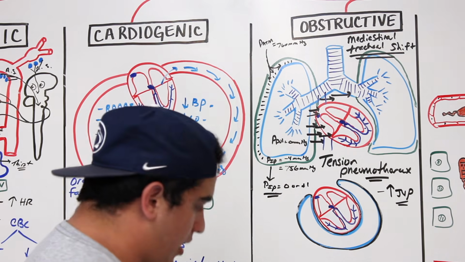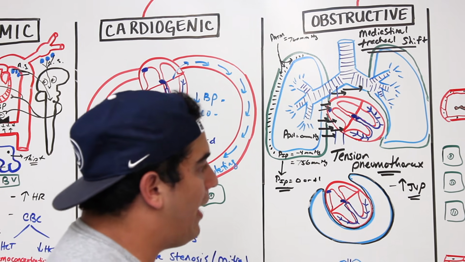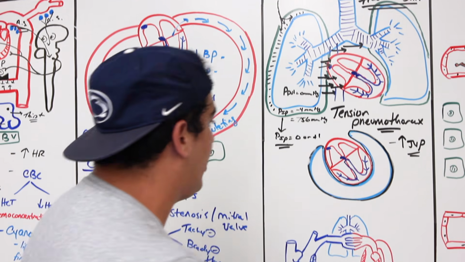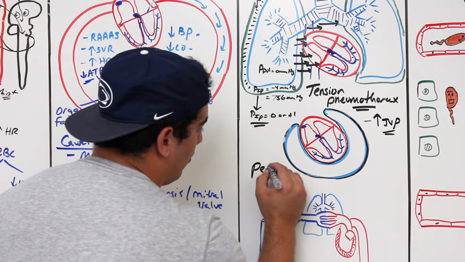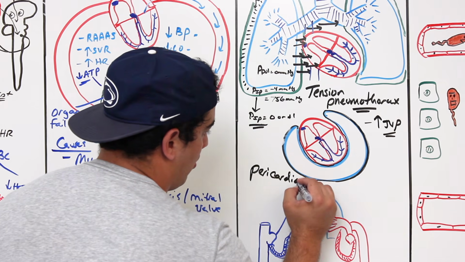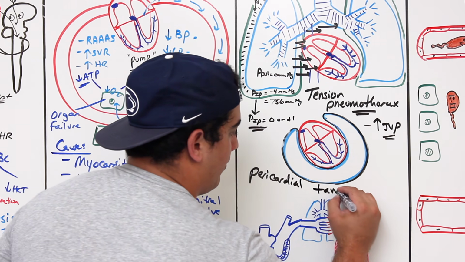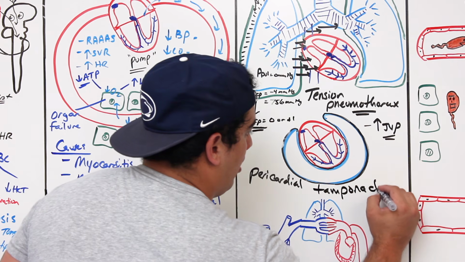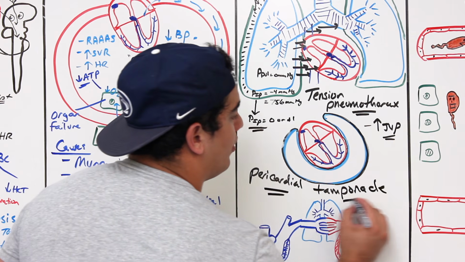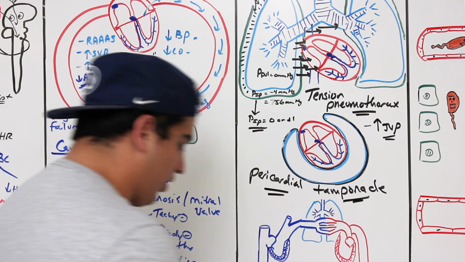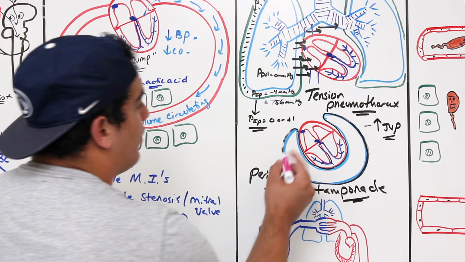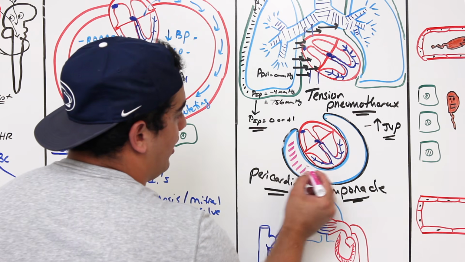Next one is called, you can call it pericardial tamponade or cardiac tamponade. I'm just going to write here pericardial tamponade. Pericardial tamponade is due to some type of situation in which a lot of fluid starts developing inside of what's called the pericardial cavity. So let's say, here's the cavity right here.